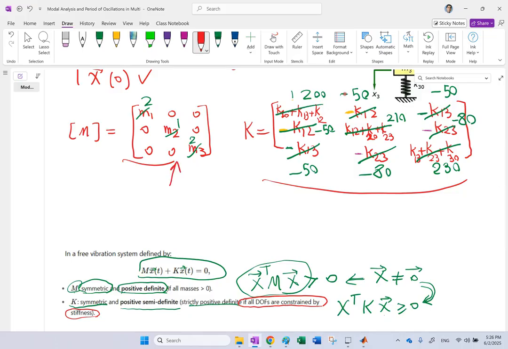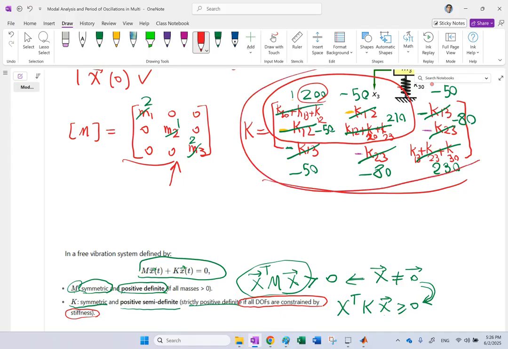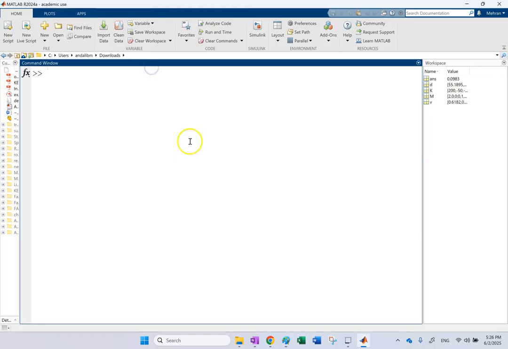But for the K matrix, what you can do is look at the determinant of K itself. You can look at the determinant of the 1,1 element, and then the determinant of this minor 1,2 by 1,2, and then the whole K itself. If these three numbers are positive, then K is a positive definite matrix. So let me show you that in MATLAB.